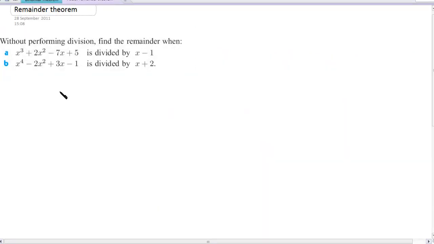Now let's do the same with the second question. So for part B, we've got x plus 2. So therefore let x equal minus 2. We want to make all of this 0.